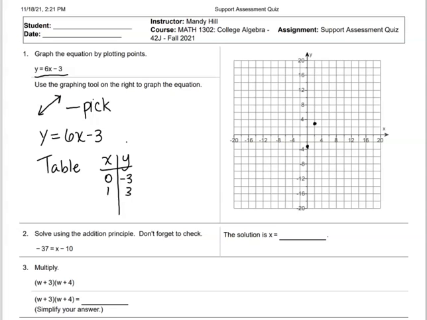So it looks like this. And the graphing tool does a really good job at this, but you're going to want to connect those 2 dots and make a straight line. And remember also that the graphing tool tells you exactly what point you're on, so you want to make sure that you're plotting the points that you have here.